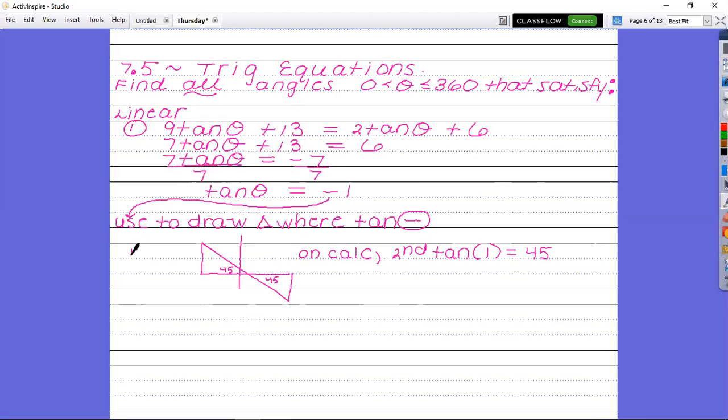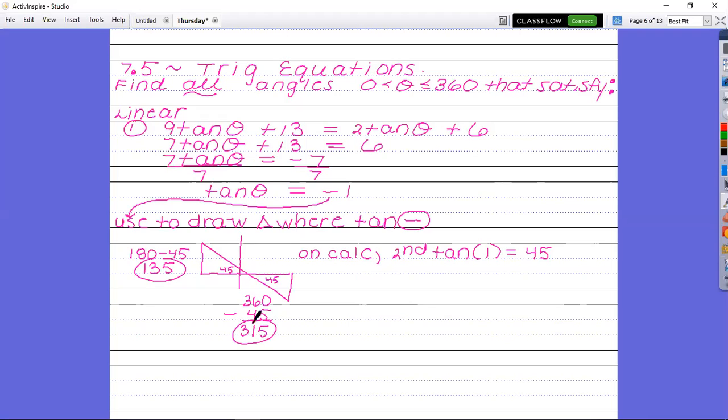So for this quadrant, I do 180 minus 45. And that is equal to 135. And my other answer is 360 minus 45, which is equal to 315. And then done. So those are both your answers. So solutions of 315 and 135. So that's how we're going to do all of these, and in that order, okay? But the negative is the part that students tend to mistake most often.